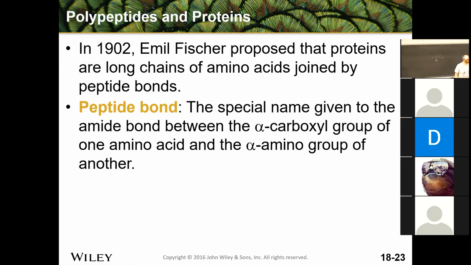Okay, next we're going to look at polypeptides and proteins. In 1902, Emil Fischer proposed that proteins are long chains of amino acids joined by peptide bonds. So what is a peptide bond? It's a special name given to the amide bond between the alpha carboxyl group of one amino acid and the alpha amino group of another. So a carboxylic acid and an amine split out water to form an amide, which is a peptide bond.